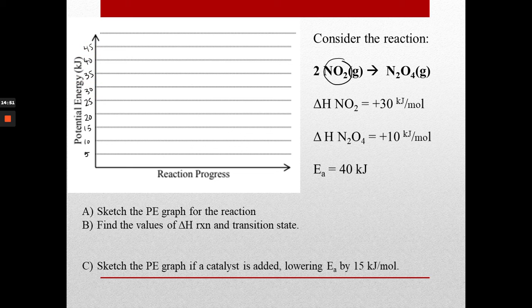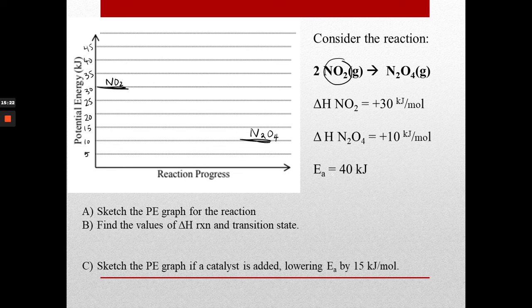So the potential energy for the NO2 should be at 30. That's right here. I'm going to draw a line as my starting point, and I'll put my reactant on it. And then for the product, it should be at 10. That's down here. I can already tell that this is going to be an exothermic reaction because the energy went down. But I have to put in, oh, I didn't make my graph big enough.